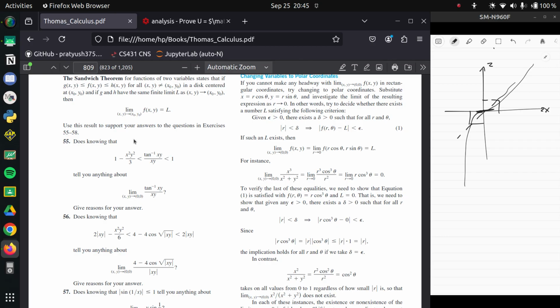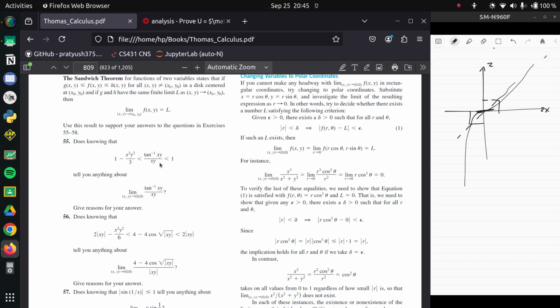So yeah, tan inverse of xy upon xy, that is certainly less than 1. That's a well-known fact. And this is bigger than 1 minus x square y square upon 3. It's some Taylor expansion stuff most likely. But okay, just going to go with you. Fine, I suppose. Does this tell us anything about the limit as xy tends to 0, 0 of this?